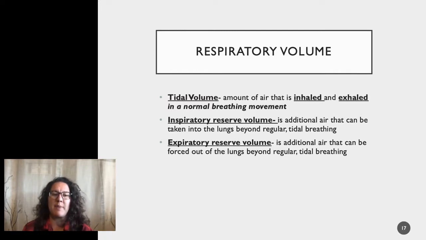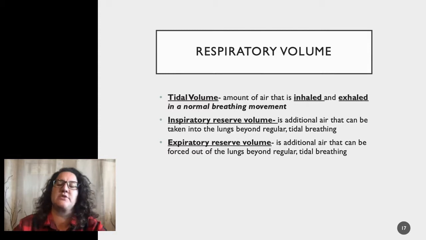We can also have an expiratory reserve volume, which is additional air that can be forced out of the lungs beyond regular breathing. So if you were exhaling as much as you could until you can't exhale anymore, or say if you fell on your back and you had the wind knocked out of you, right? So a little bit of extra air came out of your lungs because of an external pressure.